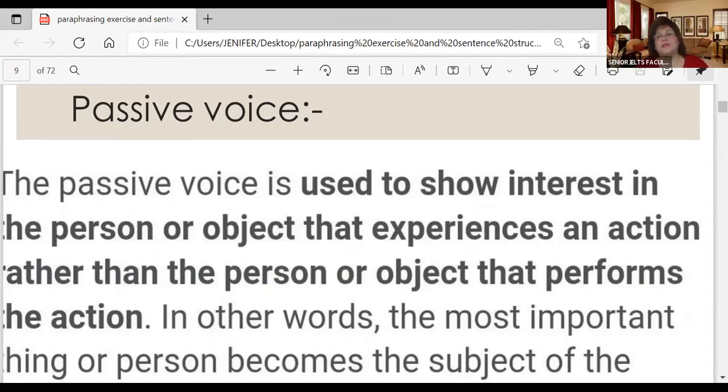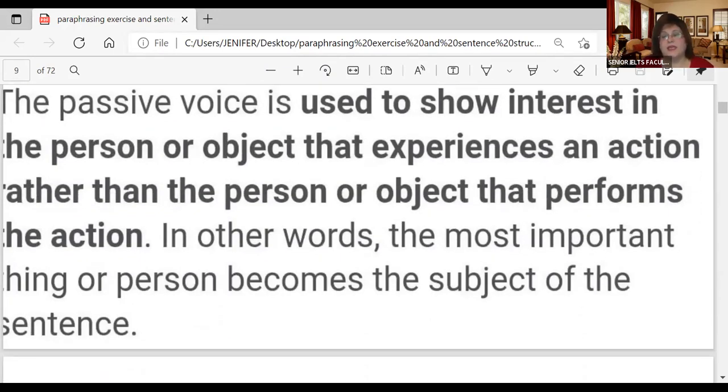Okay. Passive voice. The passive voice is used to show interest in the person or object that experiences an action rather than the person or object that performs the action. In other words, we can say the most important thing or person becomes the subject of the sentence. Take care. If you want, you can take a screenshot. I don't mind.